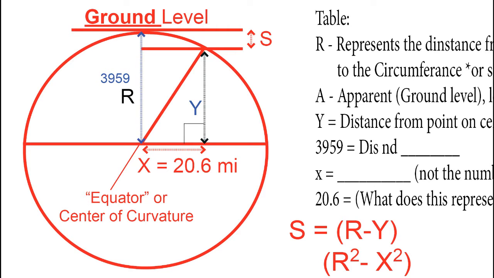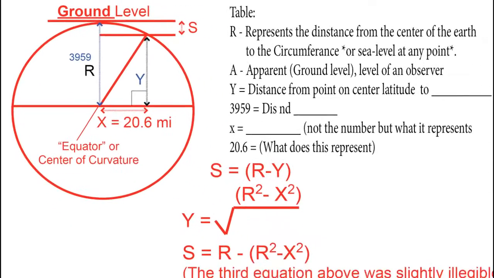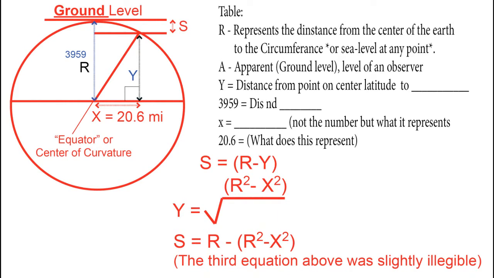We know the distance of X is going to be 20.6 miles. That's the distance between Dover and Calais. So we need to figure out what is the distance from the center equator or a center of curvature represented by line Y. So if S equals R minus Y, which is pretty simple, then Y squared equals R squared minus X squared, and then S equals R minus the square root of R squared minus X squared.